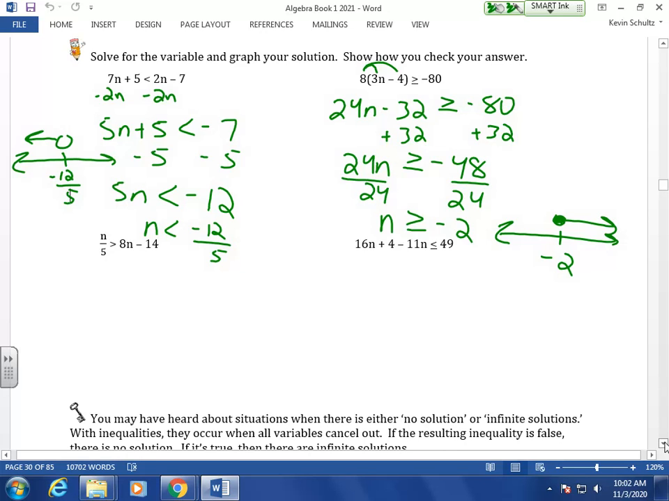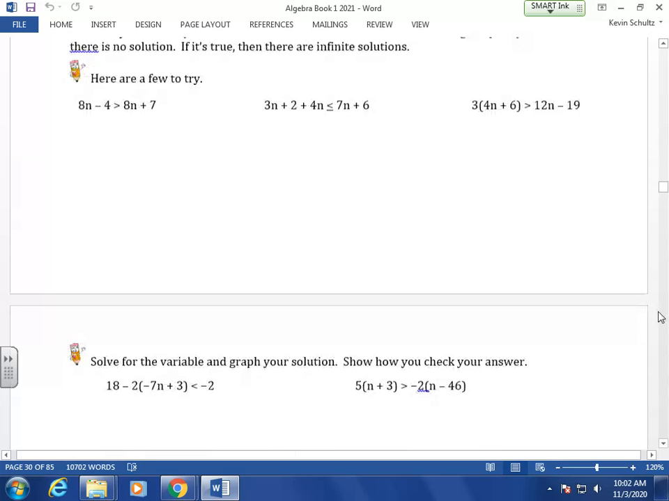Very well. The special situation section down at the bottom. What did you come up with for that last one there? That 3 times 4n plus 6 is greater than 12n minus 19. Joey? No solution. Why? For the last one, yeah, because we did the first two together in class. All solutions. Oh, why?